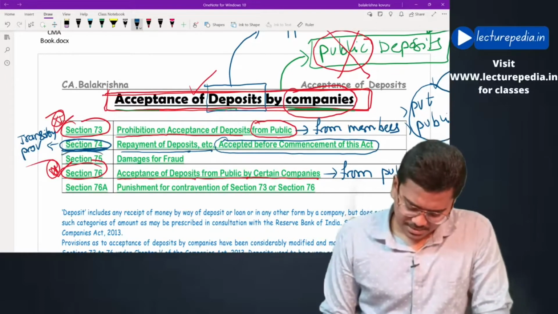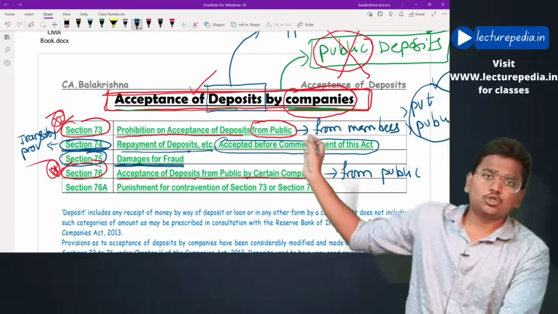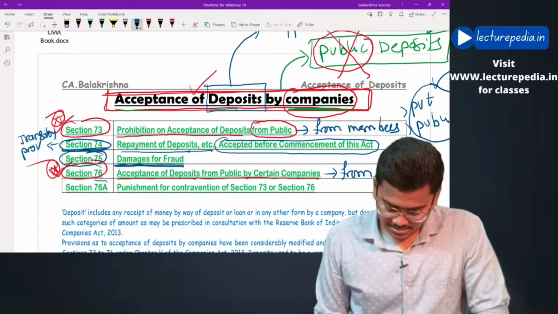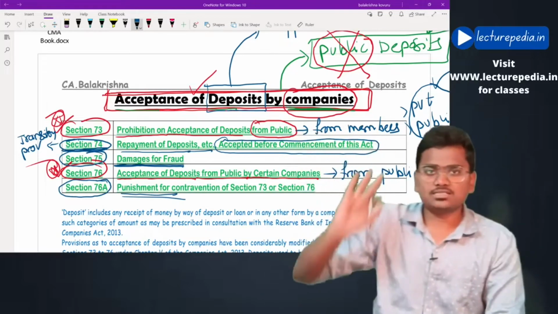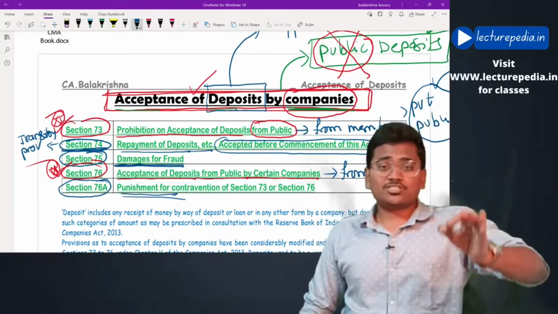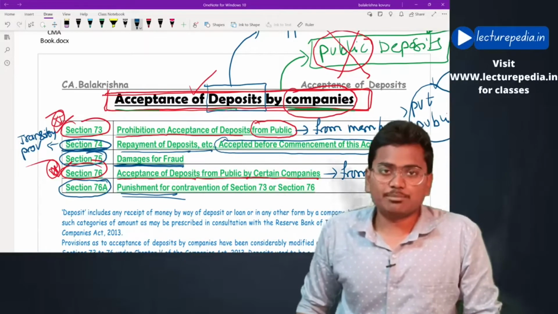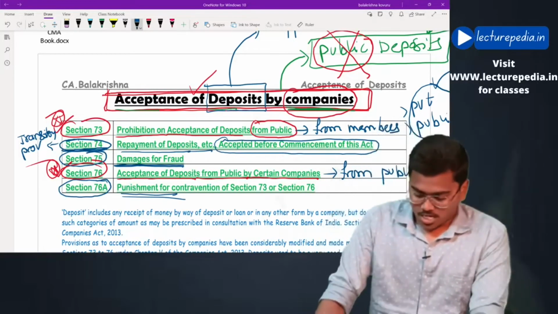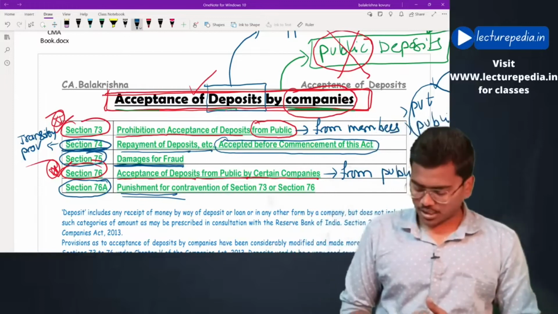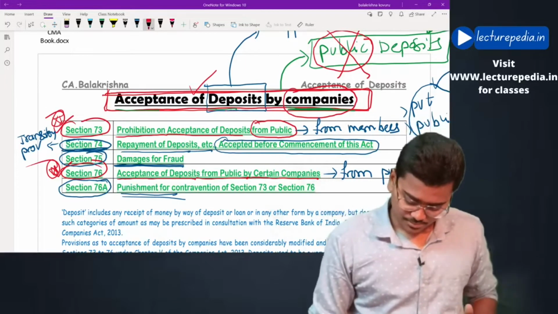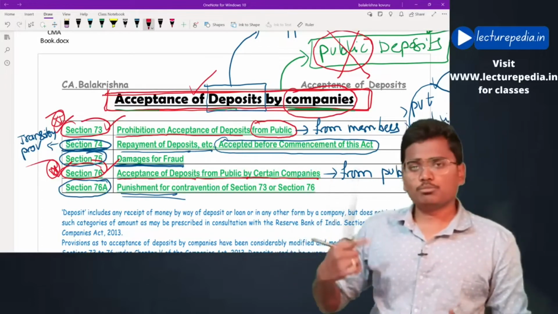Next, section number 75, which deals with damages for fraud. Just a 2 lines section. And section number 76A, which deals with punishment. Even this is a 2 lines section. Thereby, once we complete section number 73 and section number 76, our discussion of this chapter gets completed. Now this is the brief structure of the sections. First of all we will be discussing section number 73 and section number 76. After discussing these two sections we will move forward to the remaining sections.